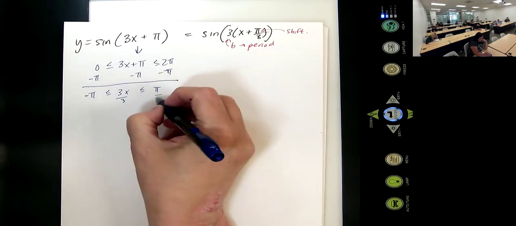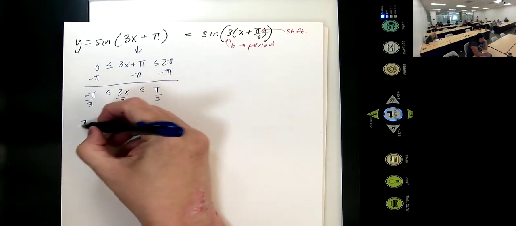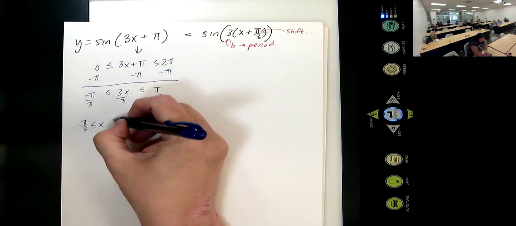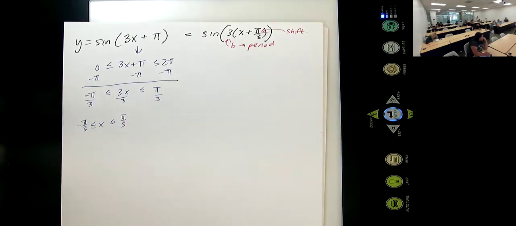And if I divide by 3, I get negative pi over 3 is less than x, which is less than pi over 3. So that's my period. That's one range where the period is going to be, where the base graph will be.